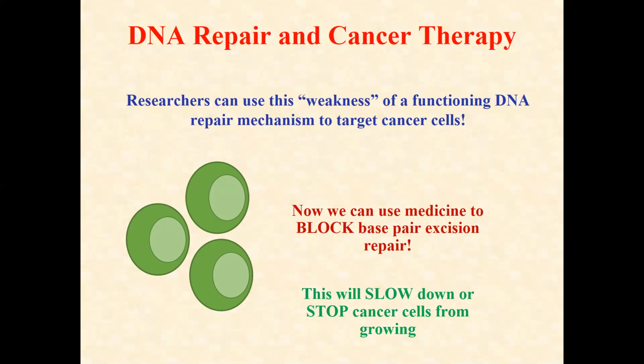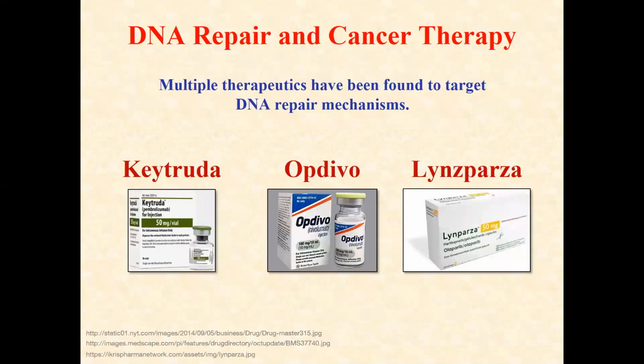By targeting these cells with these medical treatments, we are able to slow down or stop cancer cells from growing, hopefully resulting in cancer remission. There are various treatments being developed to target the DNA repair mechanism with the hopes that they can be used in conjunction with conventional cancer treatment. While some of these are in early study, others have already gone through some or all clinical trials. These are three drugs that have been FDA approved for different types of cancer.